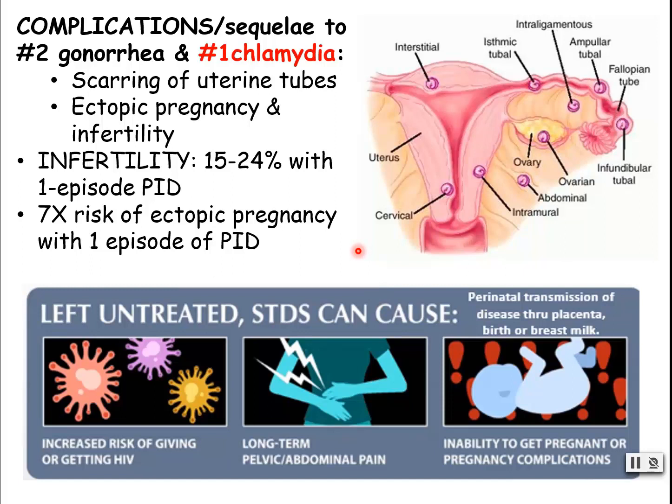Because it's more symptomatic in men, they often get treated. It can cause problems in men, but just not as often, so it can affect the prostate gland. You get prostate abscesses. And then there can be scarring of the men's tubules in the testes that are used for sperm transport, but more often than not, it causes problems in the female.